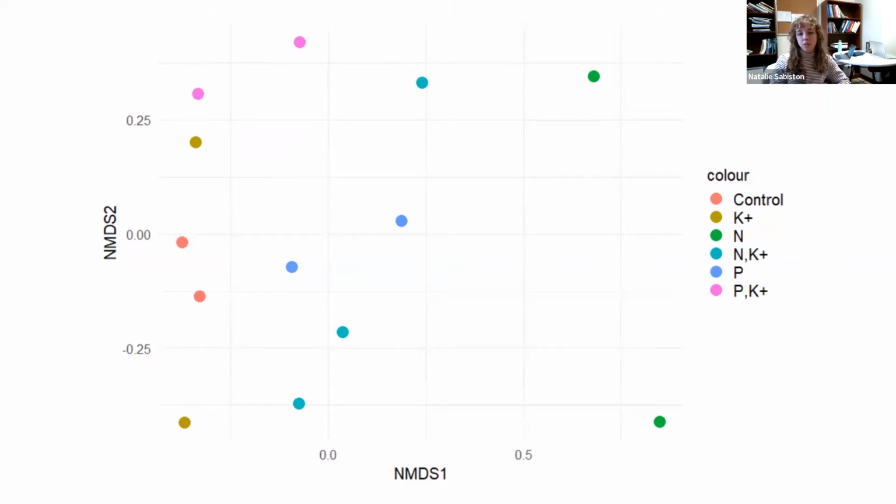And it's interesting to note that even some communities of the same treatment can still be far away from each other. So if you can tell, the colors are a little bit similar, but the two on the right are both nitrogen, and they're actually very far away from each other, even though they're both treated with nitrogen.